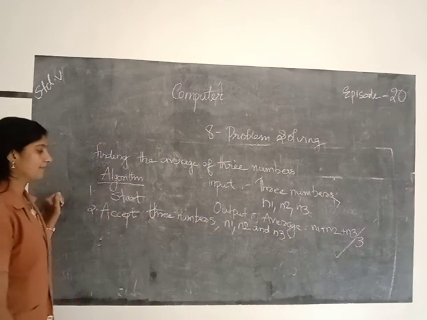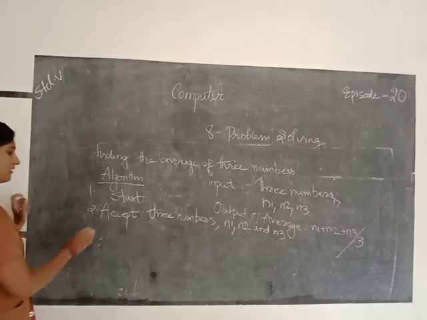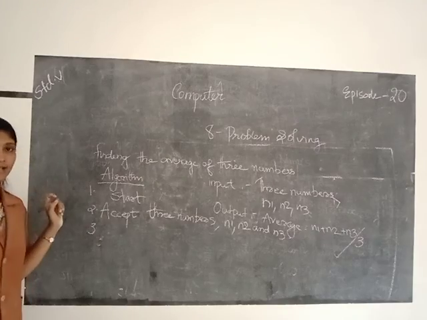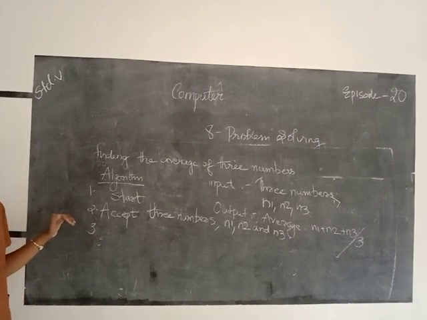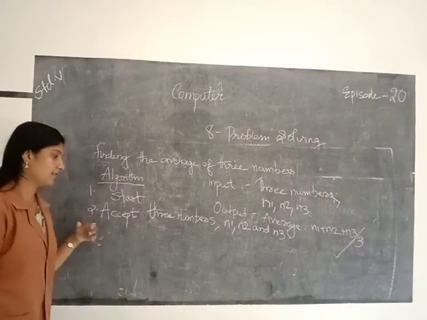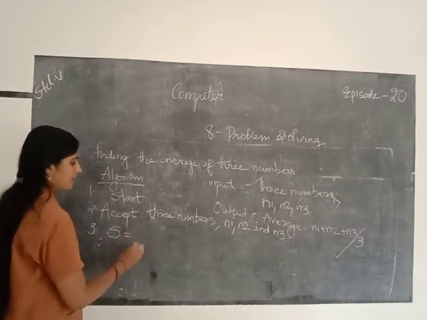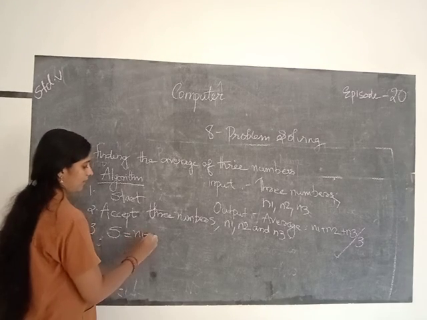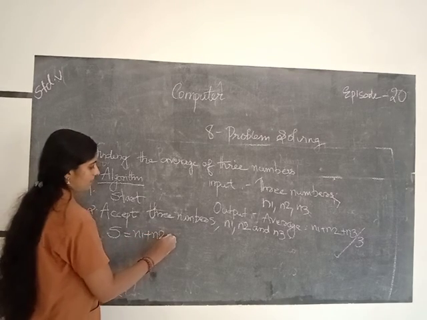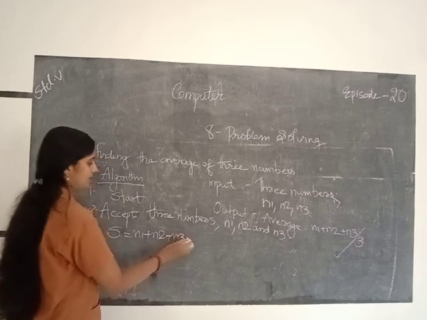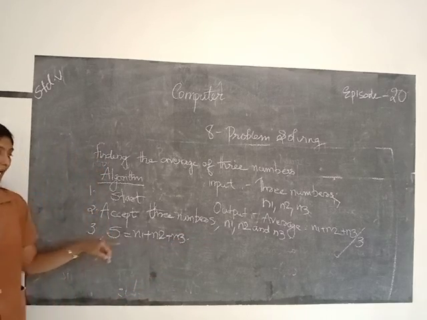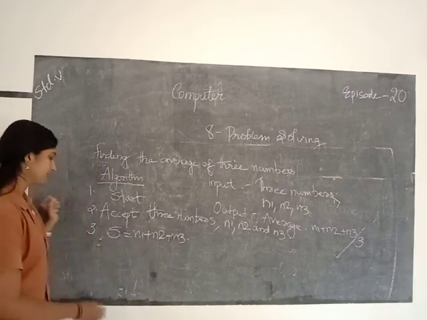The next step, third step, calculate the sum of these three numbers. Then only we can find out the average. So let's take a variable s. So s equal to n1 plus n2 plus n3.